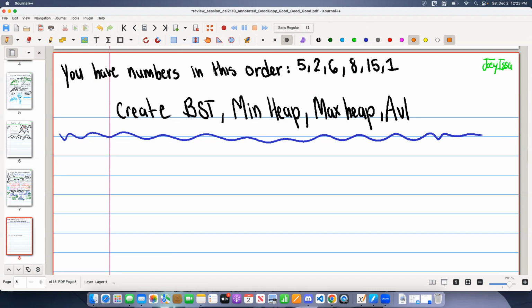Okay, moving on. You have numbers in this order: 5, 2, 6, 8, 15, 1. You're going to create a BST. Well, you have 5. Since that's all you have, you start with 5. In a BST, left is less, right is greater. We're going to add 2. 2 goes to the left of 5. Now you have 6. 6, since it's greater than 5, goes to the right. Next in line, 8.